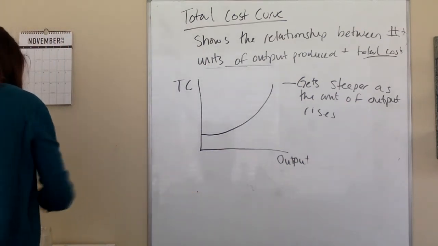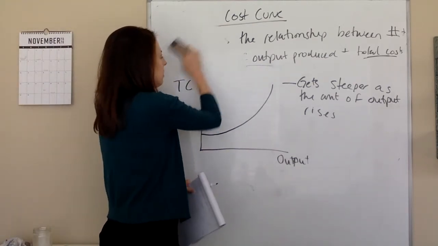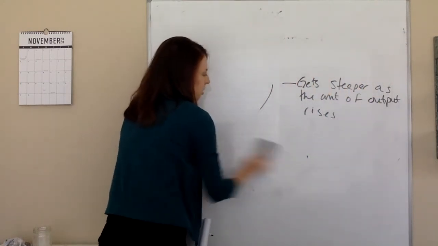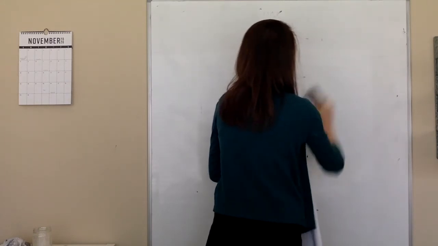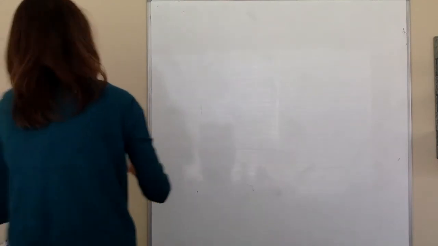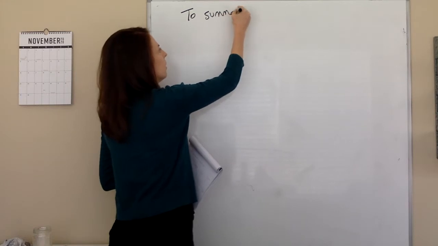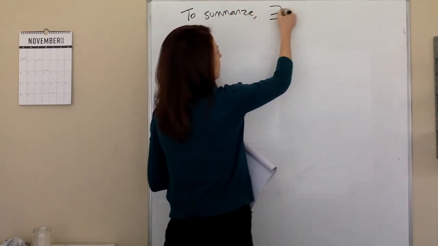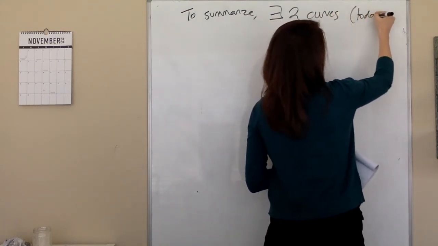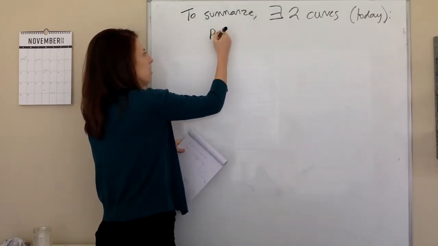Okay, I'm going to do a real quick side-by-side comparison of the curves we looked at today so you can just kind of make sure this is drilled into your minds, and then we'll break for the exercise. So we looked at two curves today, the production function and the total cost curve. So to summarize, there exist two curves. Today, we're going to add to this next class. Curve number one is a production function.